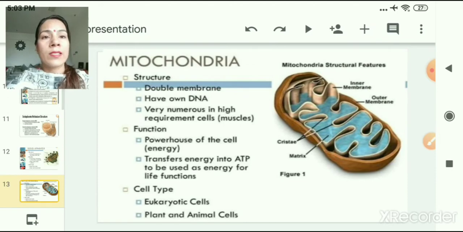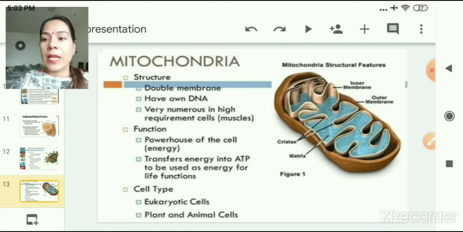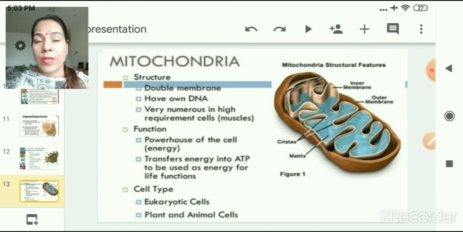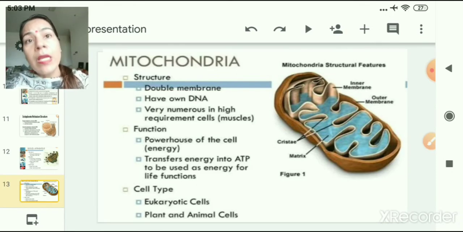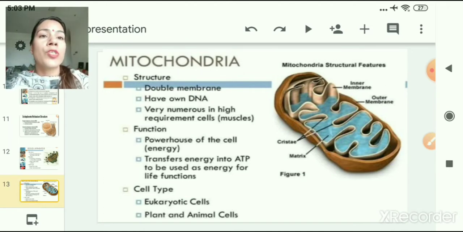Now let us discuss mitochondria. Mitochondria is called the powerhouse of the cell because the energy required to perform various activities of the cell is generated here, and that energy is stored in mitochondria in the form of ATP, which is also known as the energy currency of the cell. The structure of mitochondria is a double membranous structure.